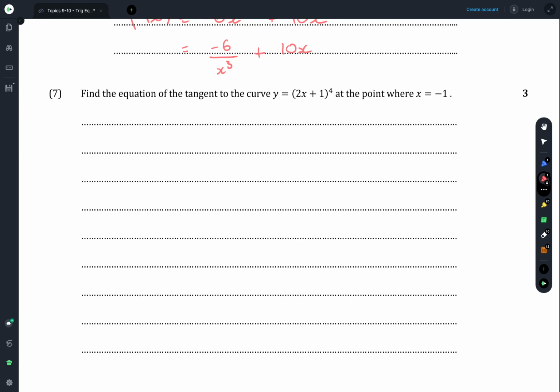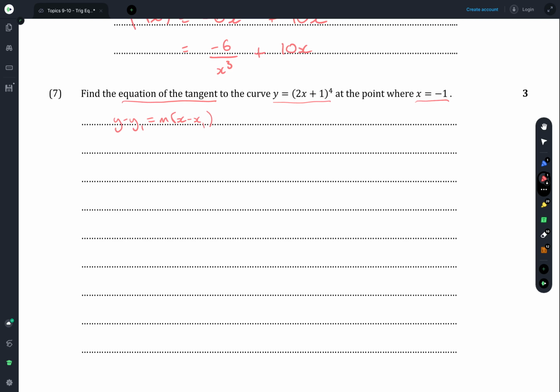Looking at this next question, we want to find the equation of the tangent to the curve at the point where x equals negative 1. To find the equation of the tangent, or the equation of any line, you should be thinking the point gradient formula. So your y minus y1 equals m(x minus x1). We already have the x value. All we need to do now is find the gradient and a y value.